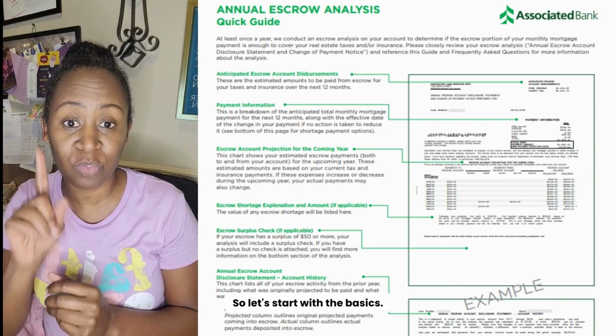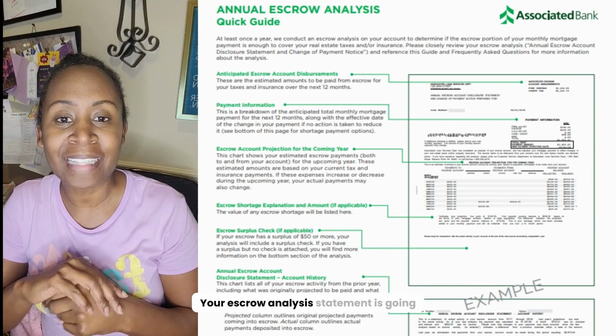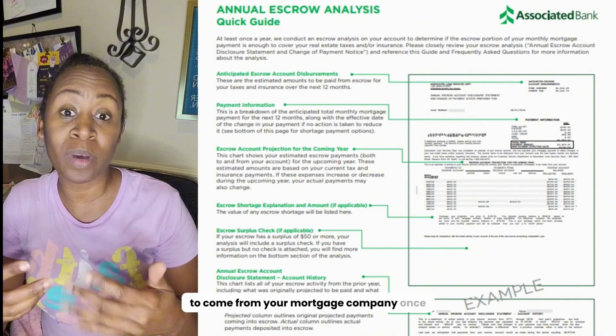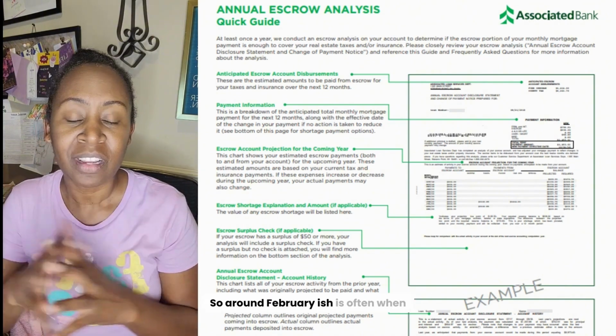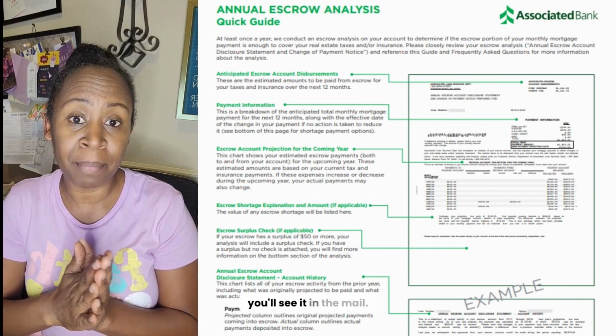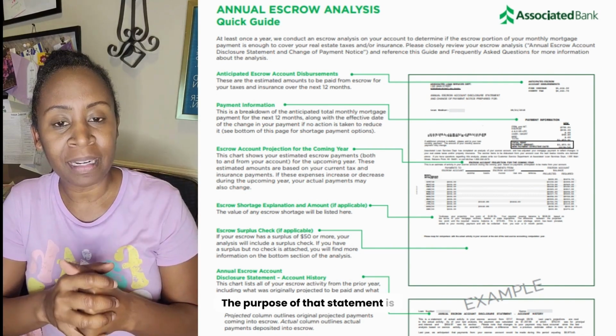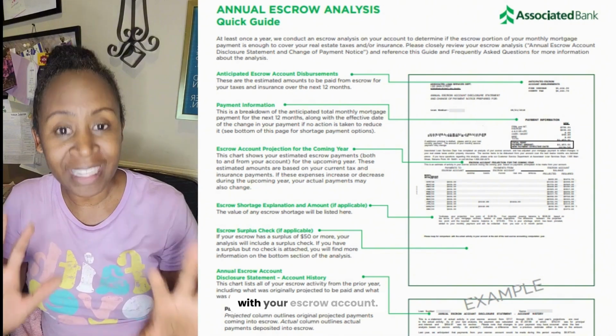So let's start with the basics. First, your escrow analysis statement is going to come from your mortgage company once a year, usually at the beginning of the year. So around February-ish is often when you'll see it in the mail. The purpose of that statement is to let you know where you stand with your escrow account.